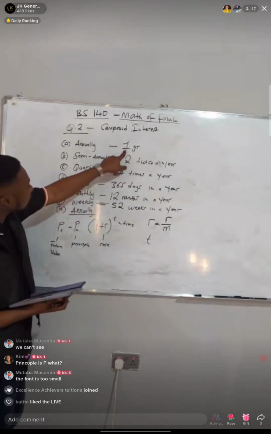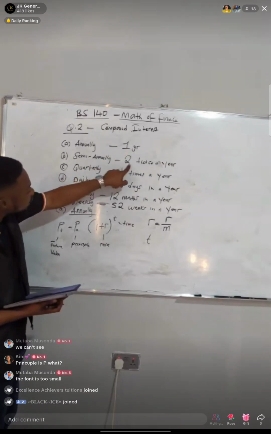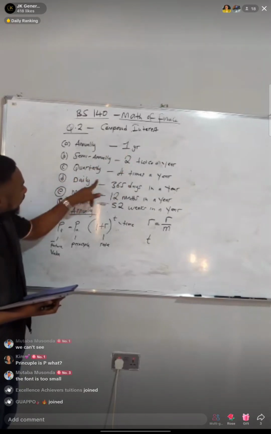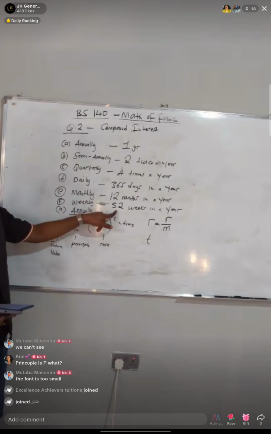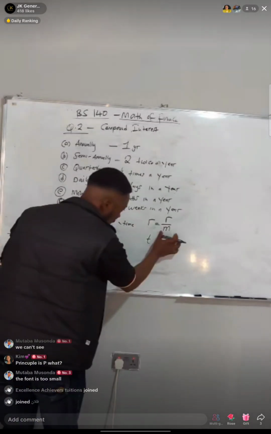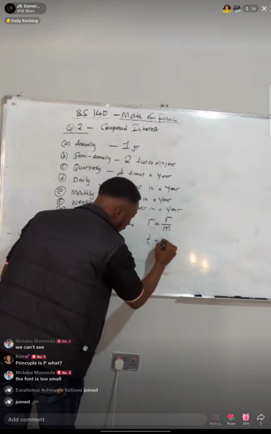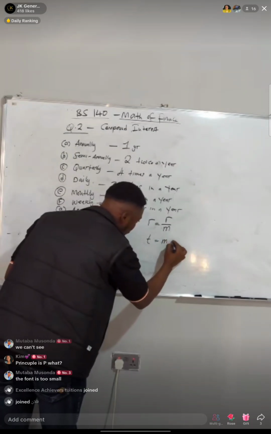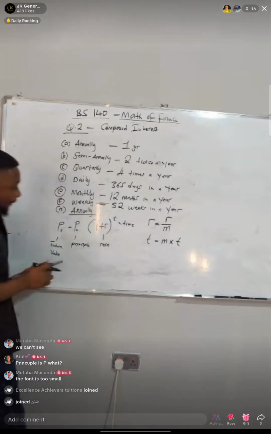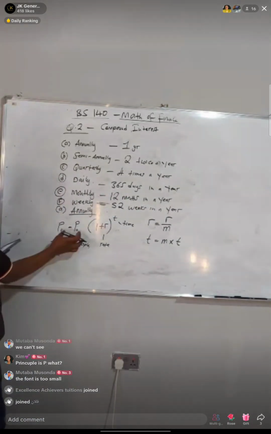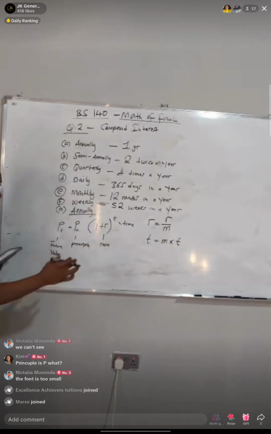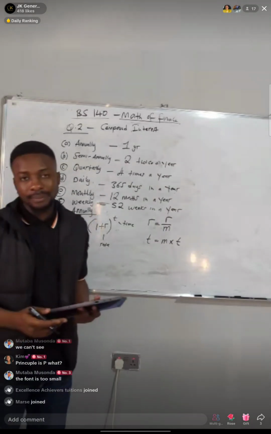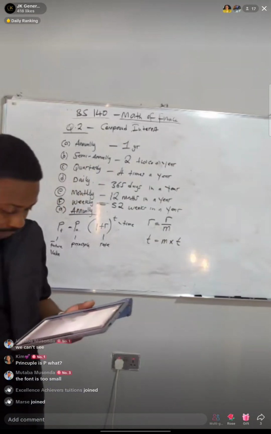If you are compounding once a year, divided by 1; semi-annually, 2; quarterly, 4; daily, 365; monthly, 12; weekly, 52 times. This is what we are saying. And then here, your T will be M multiplied by T. So meaning these are going to change the values because of how many times you are compounding. I hope we're together on this part.